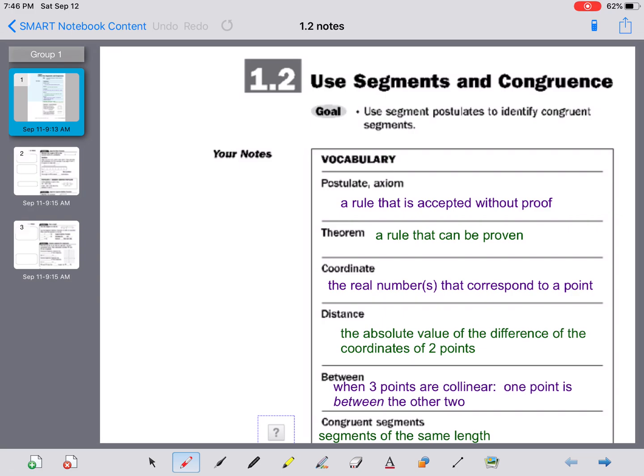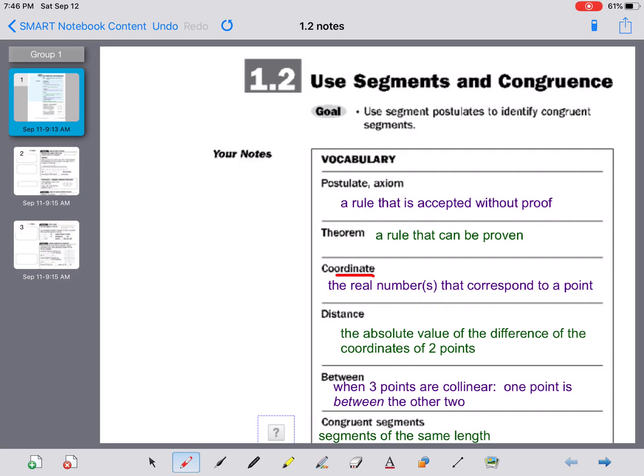Our next vocab word is coordinate, the real number that corresponds to a point. We're used to a coordinate on a grid, on a coordinate plane, but you can have a coordinate on a ruler because it's the number that corresponds to a point. You can have a coordinate in the sky when you have longitude and latitude. Those make coordinates with your GPS. Airplanes go to certain coordinates as well, depending on how high or how low or where they're at. So coordinates just mean they go to some kind of point.